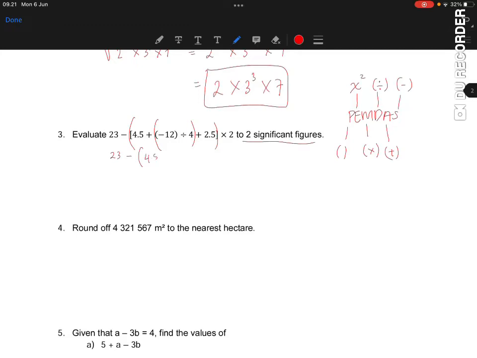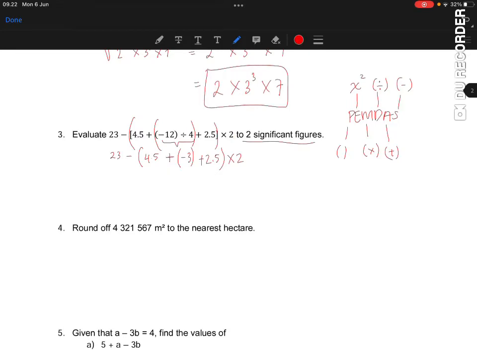4.5. Then you have negative 12 divided by 4. Negative divided by positive, it's going to be negative. The plus stays the same, so just copy and paste. You have a plus. Then negative 12 divided by 4, it's going to be negative 3. Plus it with 2.5. Close bracket, then multiply it with 2. Don't forget the multiplication of 2, yeah guys.